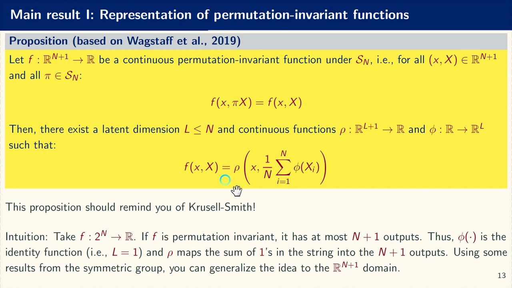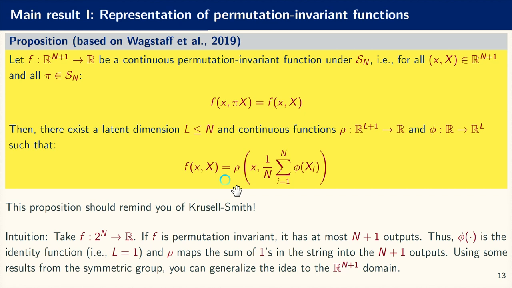This proposition should remind you of Krusell-Smith, because that's exactly what Krusell-Smith do. They say, look, you have the whole distribution, in their case it's a continuum, and we take the first moment, or perhaps the first 2 moments, and that's not going to be the exact representation, rho, but it's going to be close enough. So you can think about this representation theorem as a generalization of Krusell and Smith.